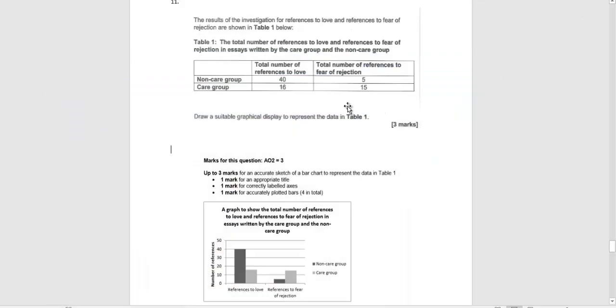Most of it's going to be in paper 2, but this particular one is in the attachment section, paper 1, under attachments. So if we look at this specific question, it goes like this. Results of an investigation for references to love and references to fear of rejection. This is a follow-on from a previous question as shown in a particular table, and they ask you to draw a suitable graphical display. This is just to cover what you need to cover for the 3 marks.